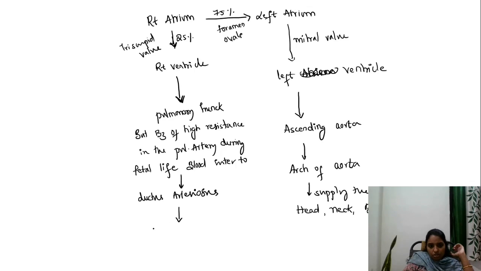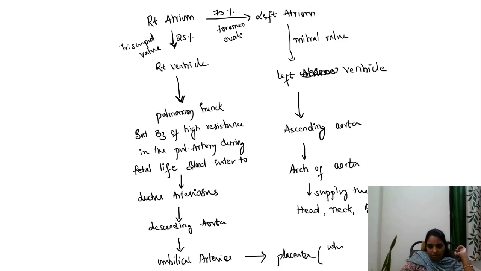From there, it enters the descending aorta. From there, it enters the umbilical arteries. From there to the placenta, where it is again oxygenated for recirculation. Okay, now you all understood now?